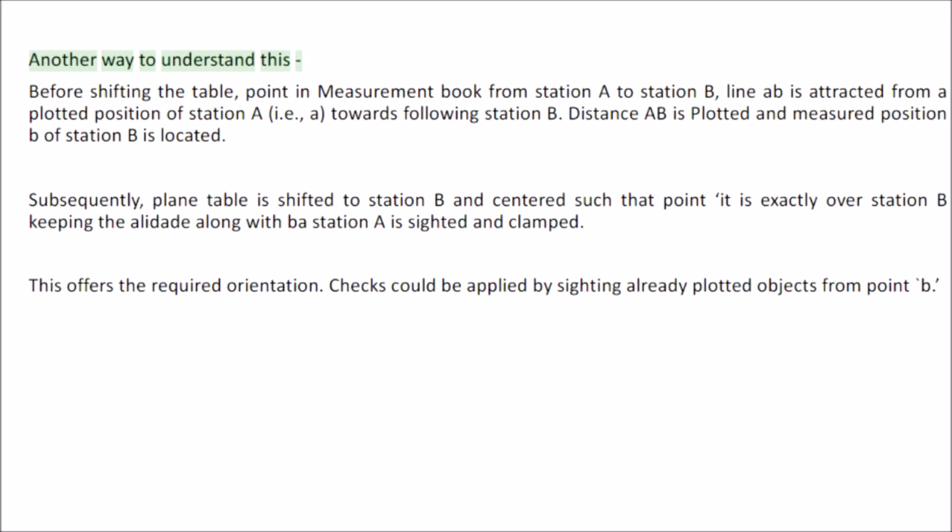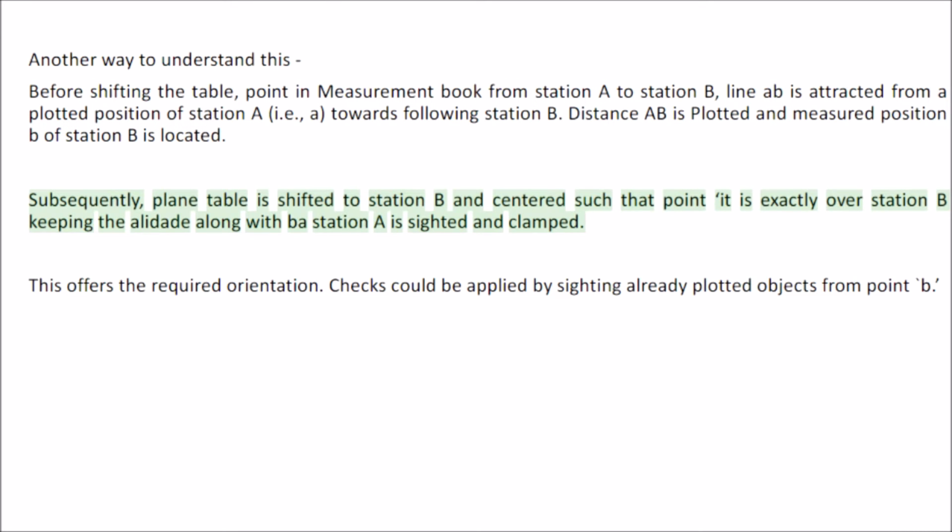Another way to understand this. Before shifting the table, the pointer and measurement book go from station A to station B. Line A is drawn from the plotted position of station A towards station B. Distance A is plotted and the measured position of B is located.